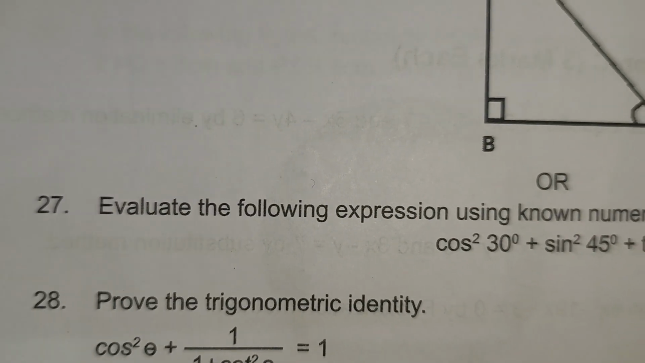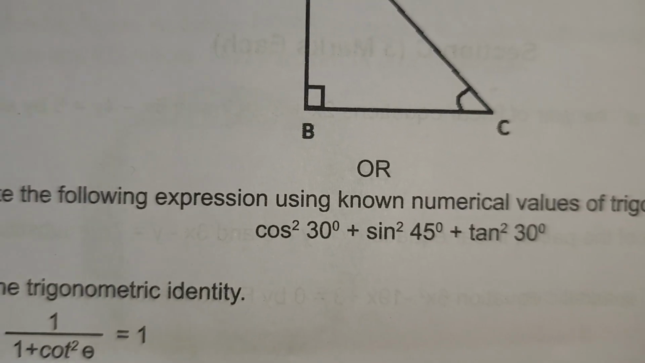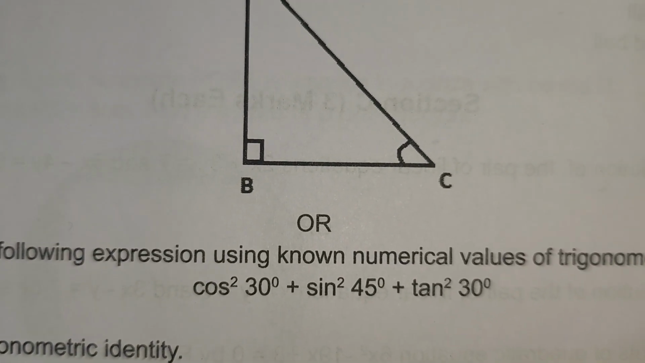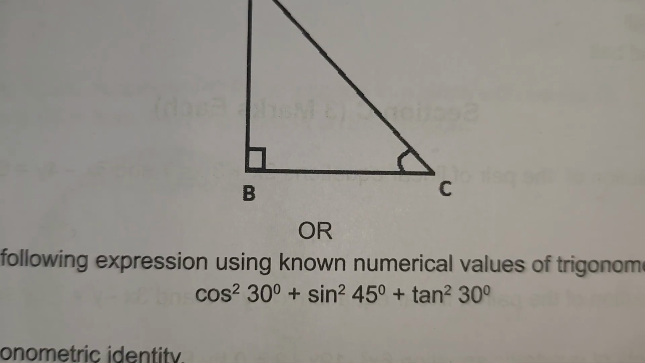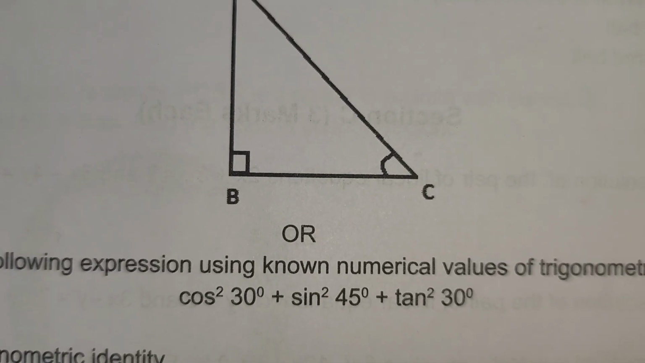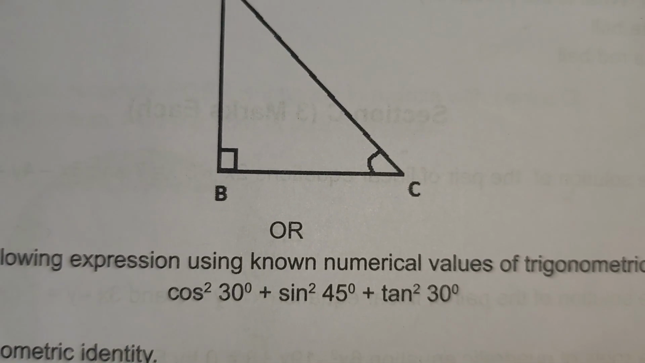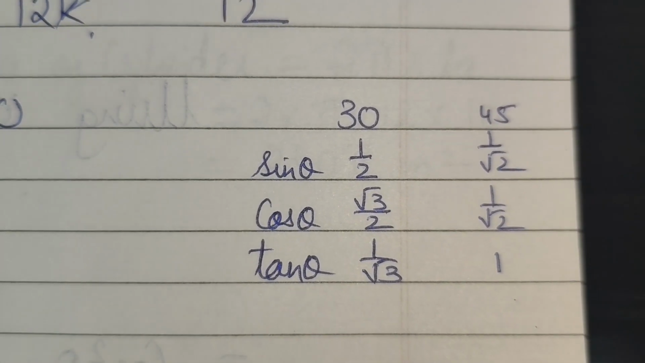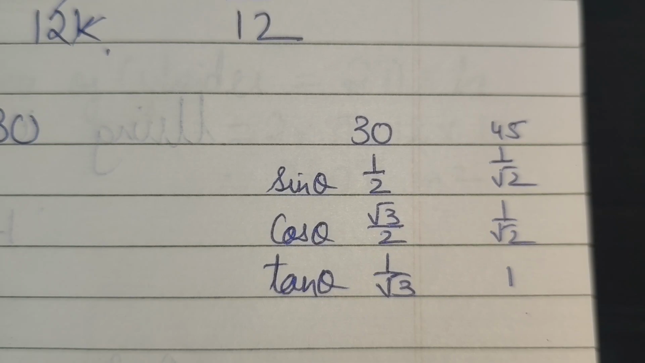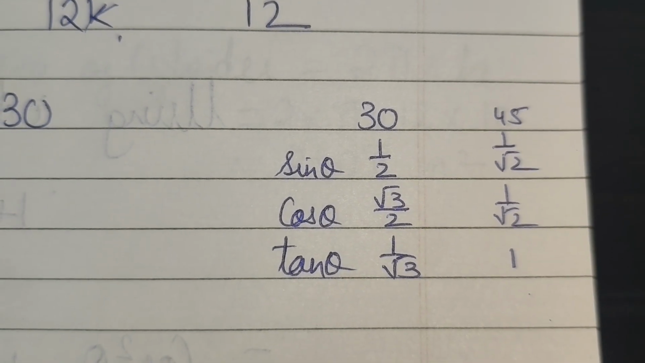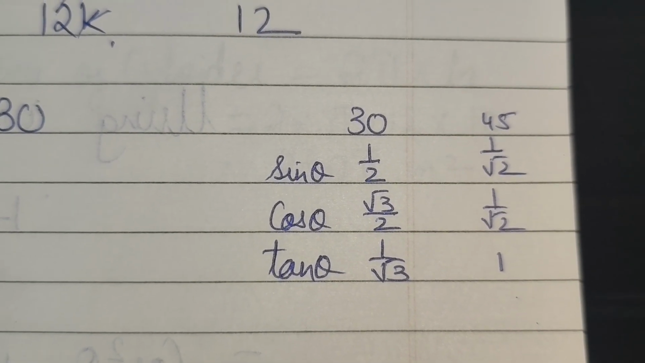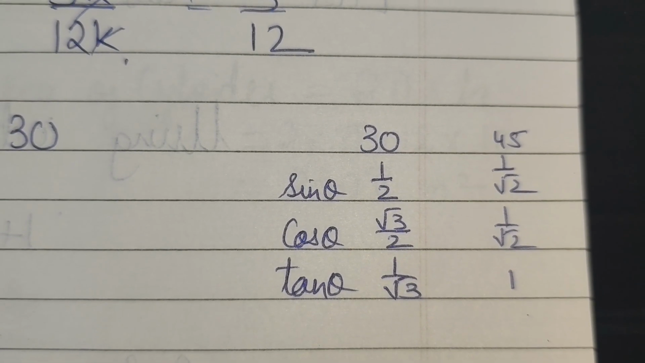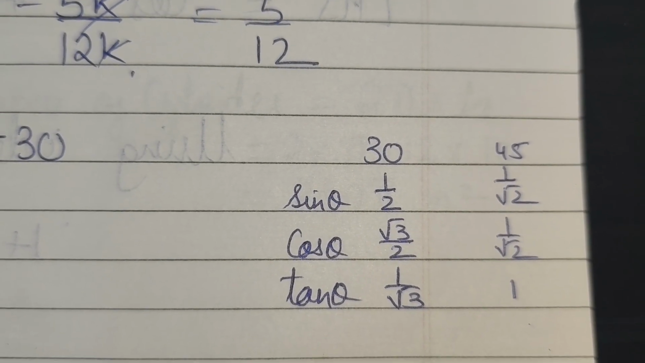Question number 27. There is an option. I will suggest for the students to solve this sum, this will take less time. To solve: cos² 30 plus sin² 45 plus tan² 30. So I know the trigonometric ratios of 30 and 45. For 30, sin theta will be 1 upon 2, cos theta will be root 3 upon 2, and tan theta will be 1 upon root 3. And for 45, 1 upon root 2, 1 upon root 2 and 1.